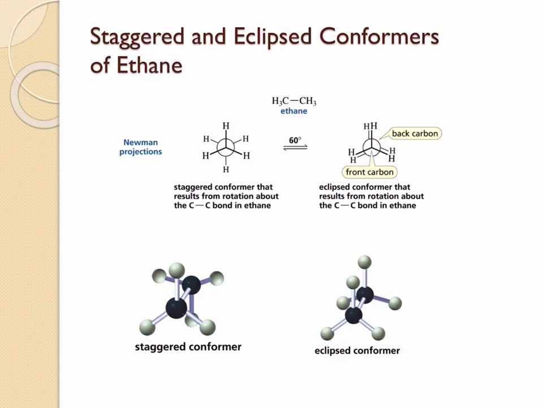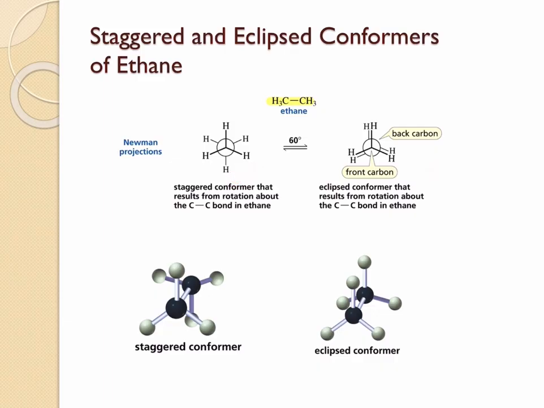A Newman projection imagines the viewer looking directly along the carbon-carbon bond axis. The front carbon is generally depicted as a point, while the back carbon is shown as a circle. And all the three lines coming from each of these carbons represent the three bonds attached to that carbon. The simplest example is the ethane molecule, which can exist in a staggered conformation or eclipsed conformation.